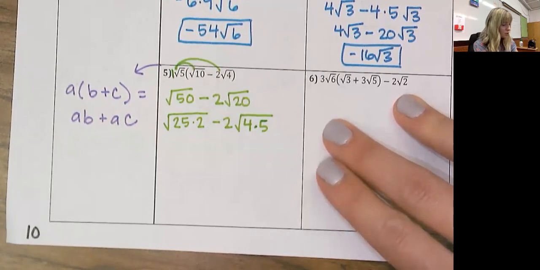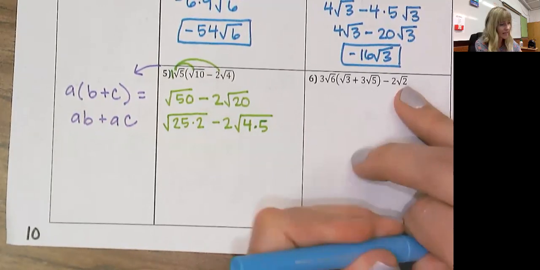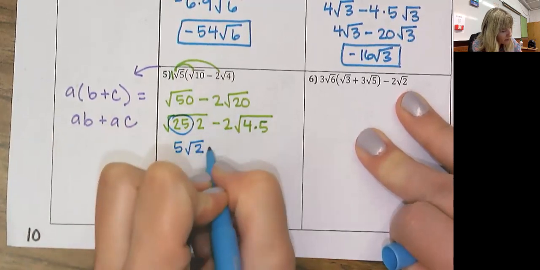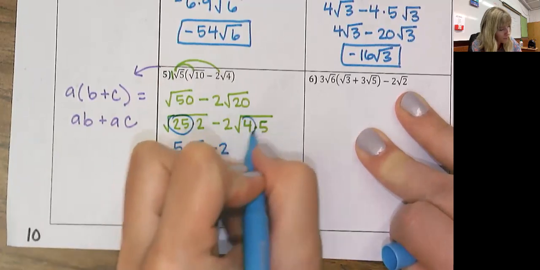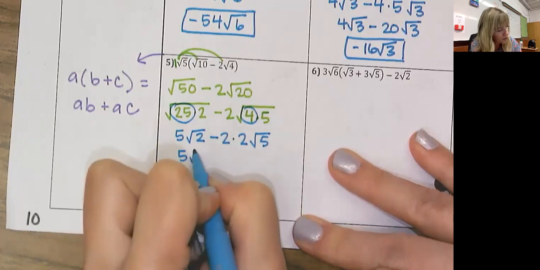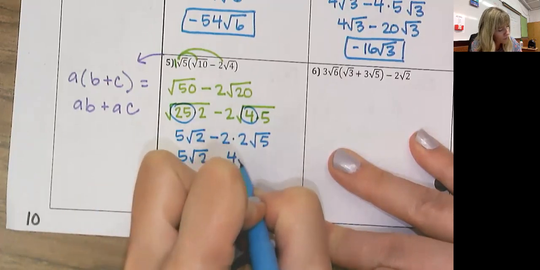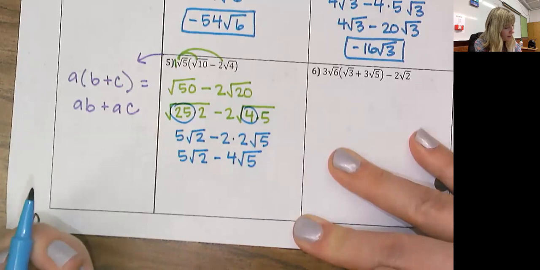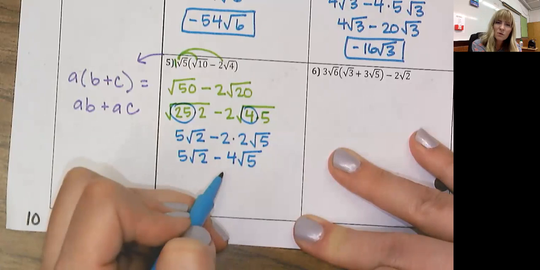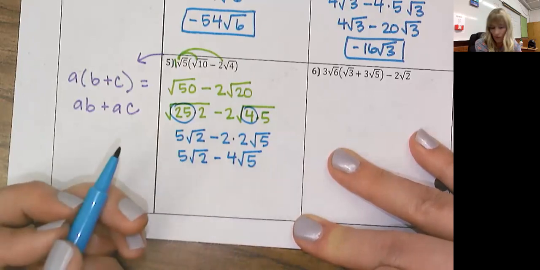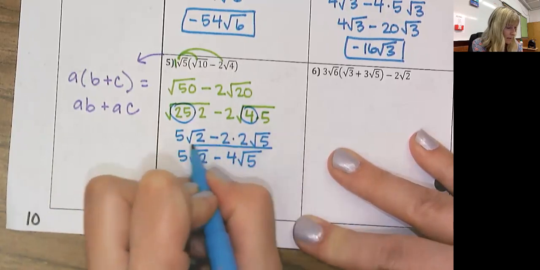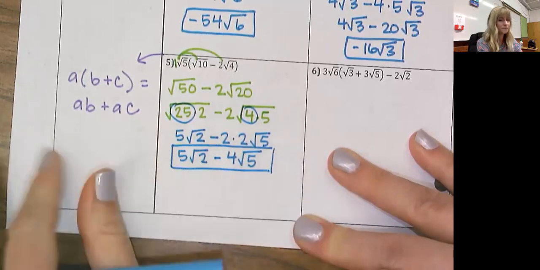Now, I am going to square root the parts that I can. Square root of 25 is 5. The 2 stays inside. This coefficient is already there. Square root of 4 is 2. The 5 stays inside. 5 square root of 2 minus 2 times 2 is 4 square root of 5. Huh. Can I do anything with that? I'm so used to things just working out that I can do stuff with it. But if these radicands are different, I'm going to stop right there.